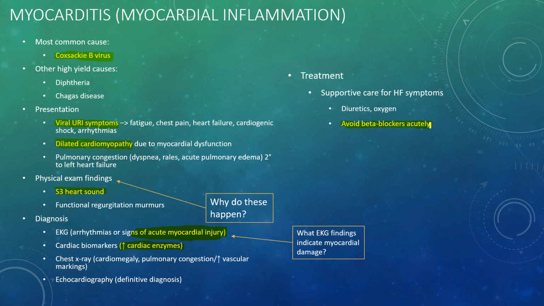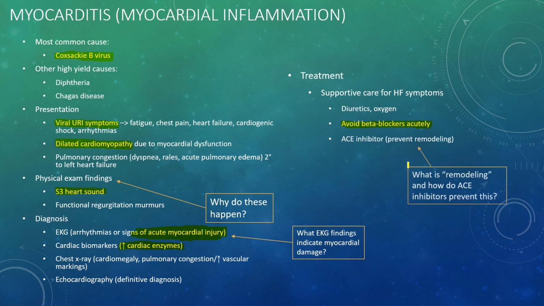They can't go through systole. What are beta blockers going to do? Make systole weaker. Would that help? Absolutely not. It would make it worse. And also an ACE inhibitor to prevent remodeling. What does remodeling mean, and how do ACE inhibitors prevent this? Remodeling means that the heart changes from its normal shape to a more dilated shape or more hypertrophied shape. And the way an ACE inhibitor prevents this is by decreasing the preload coming back to the heart by inhibiting aldosterone. And by decreasing preload, you can help decrease the dilation of the heart.